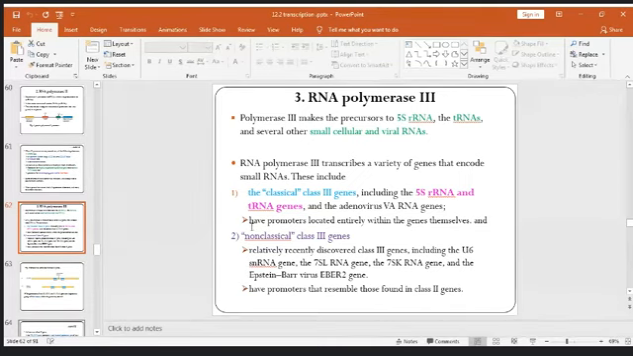Second, looking at the non classical class 3 genes, they are relatively recently discovered class 3 genes. Compared with the classical class 3 genes, they include the U6 small nuclear RNA genes.